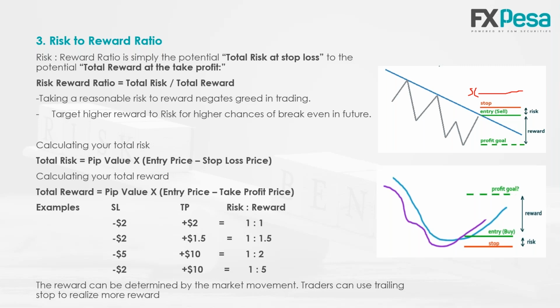So for example, for every $1 you risk, you're targeting $2. If you win 5 times, you get $10. If you lose 5 times here, you just lose $5. So if you compare $5 and $10, then of course you break even. Minus 5 and plus 10, that is a break even.